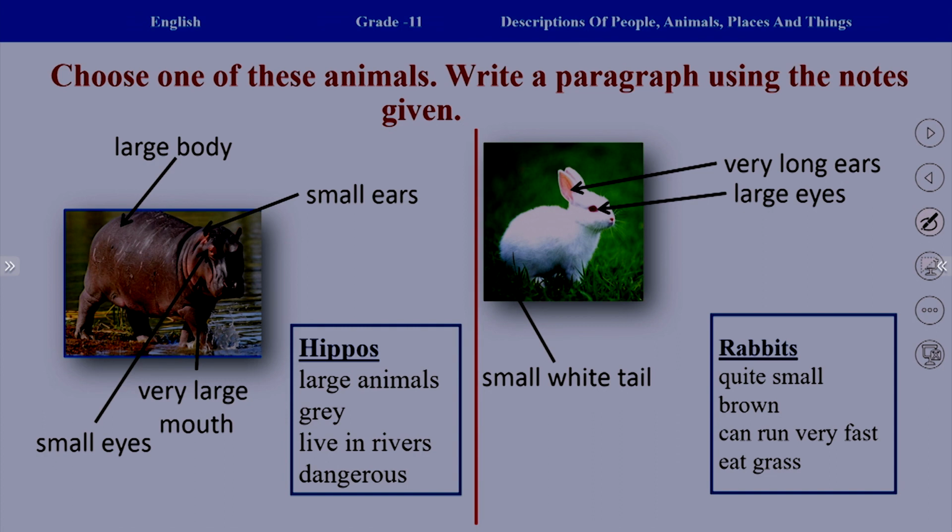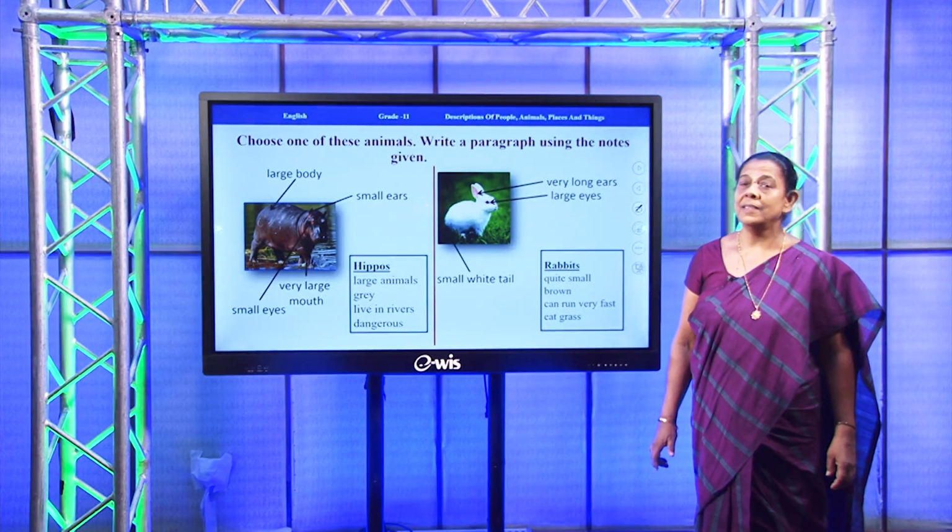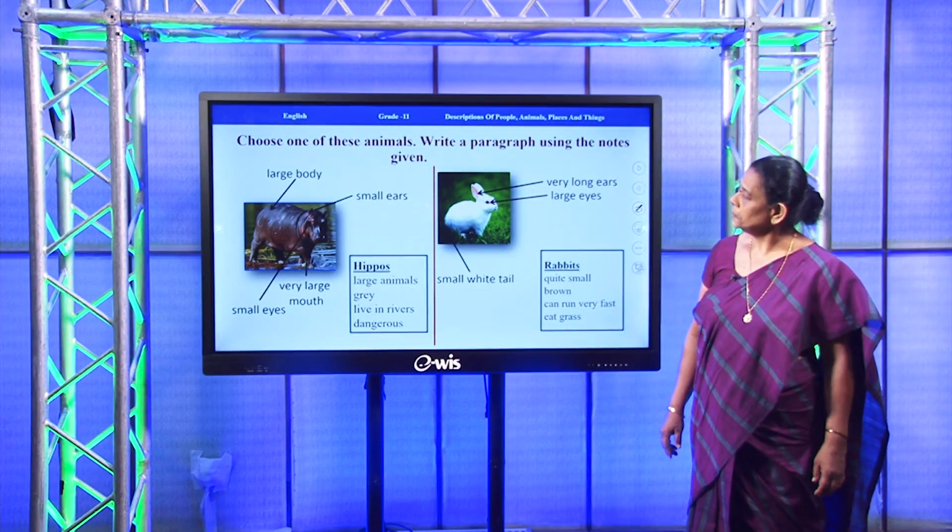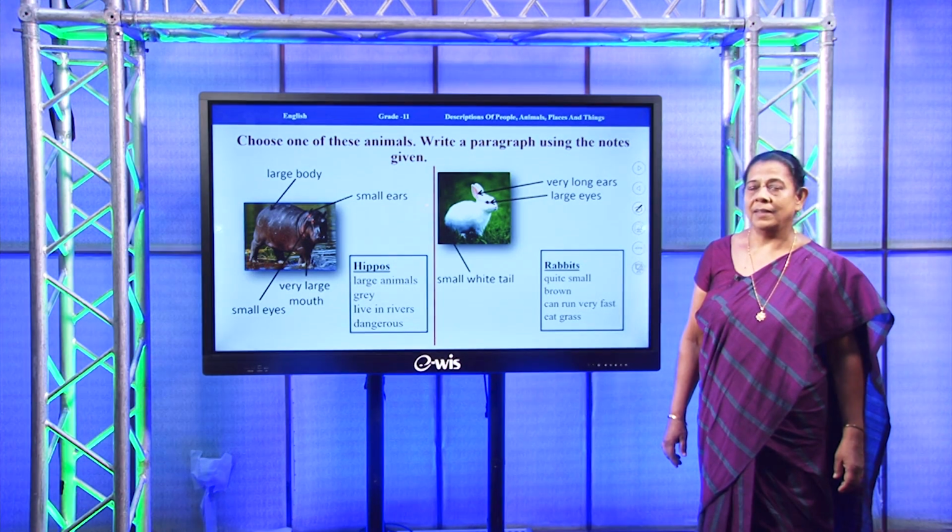Large body, small ears, very large mouth, small eyes. Yes? In the box, what is given in the box? Large animals, grey, live in rivers, dangerous. Yes, now what you have to do, children? There are 3 animals given in the picture. But you have to select one. Choose one and write a description.